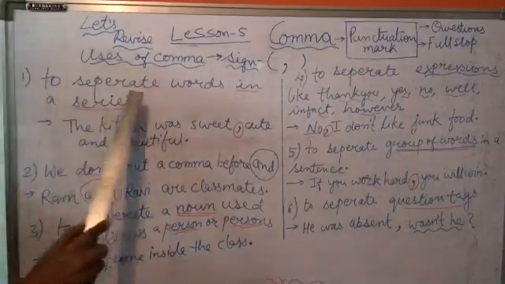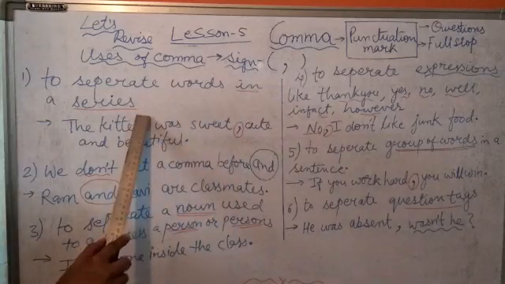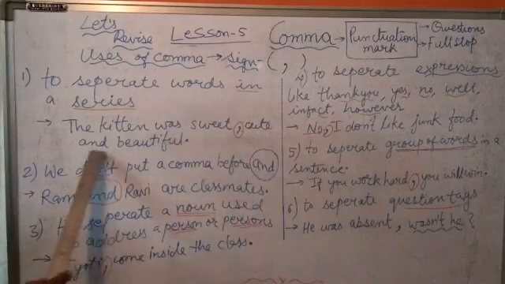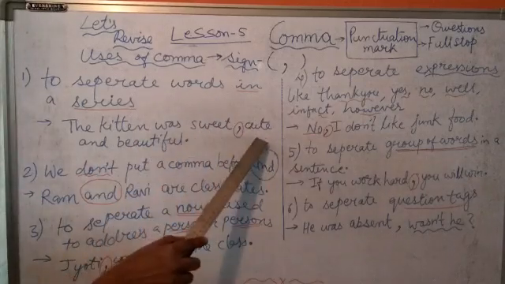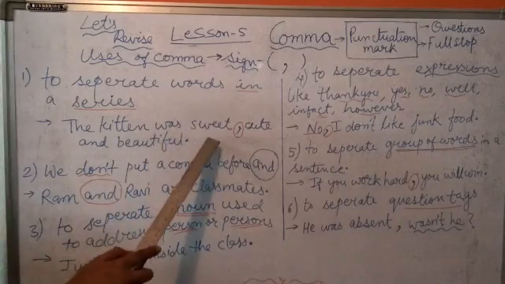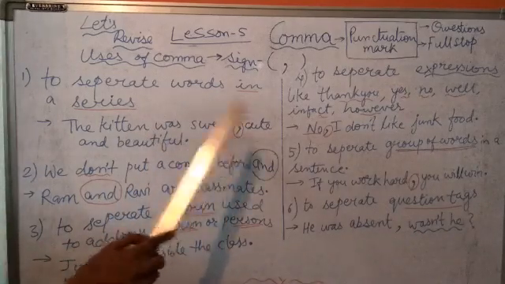Number 1, to separate words in a series. For example, the kitten was sweet, cute and beautiful. Now, sweet and cute are adjectives for kitten. So, we have separated them using a comma.